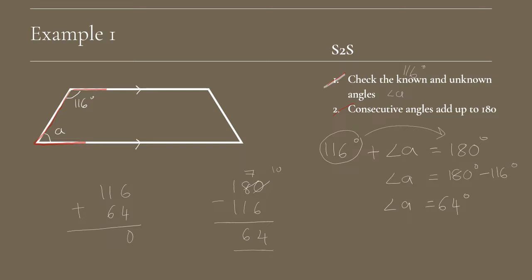So we have 6 plus 4 is 10, 1 plus 1 is 2, 2 plus 6 is 8, and 1 goes down. So yes, they make up 180 degrees, so angle A is definitely equal to 64 degrees.